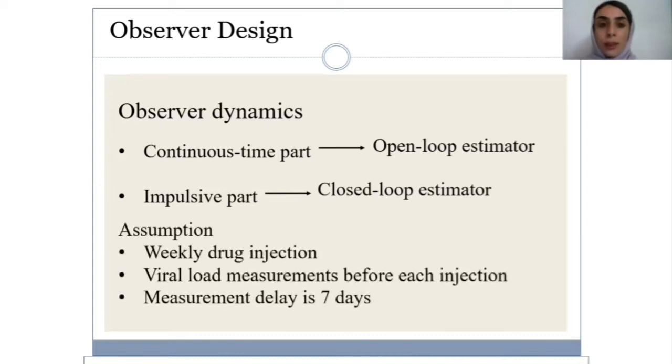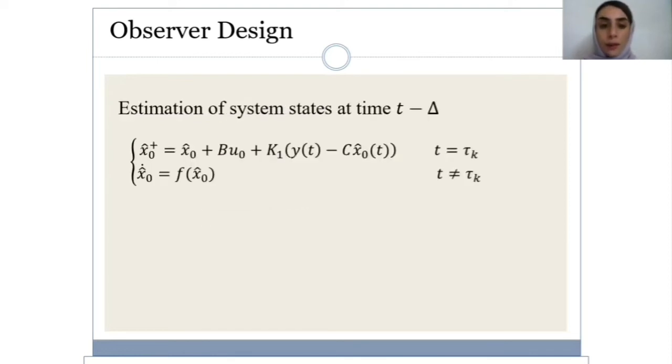In order to design the observer, we have considered some assumptions. The first one is that the drug injection is carried out weekly. The second one is that the viral load measurements are carried out before each injection. And the last one is that the measurement delay is 7 days. It should be noted that these values are based on the clinical application, and any other value can be considered for the observer design. The observer dynamics is divided into two parts.